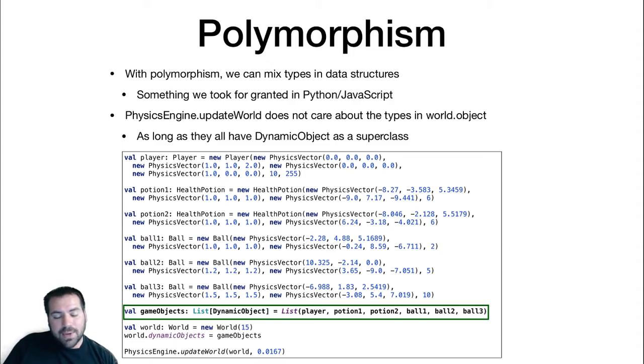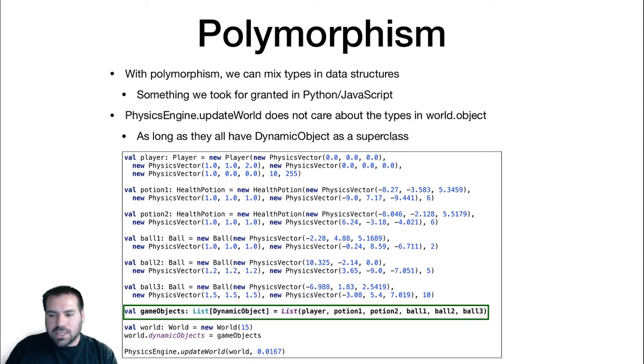So since they're all dynamic objects, they can all be used wherever we could use a dynamic object. So I have all these dynamic objects. I can assign them and use them whenever dynamic objects can be used. So I can also add them in data structures that store dynamic objects. So I have this list of dynamic objects. I can assign this a list with players, potions, and balls all in the same list. This is something we took for granted in Python and JavaScript, where it just lets you mix types like this.